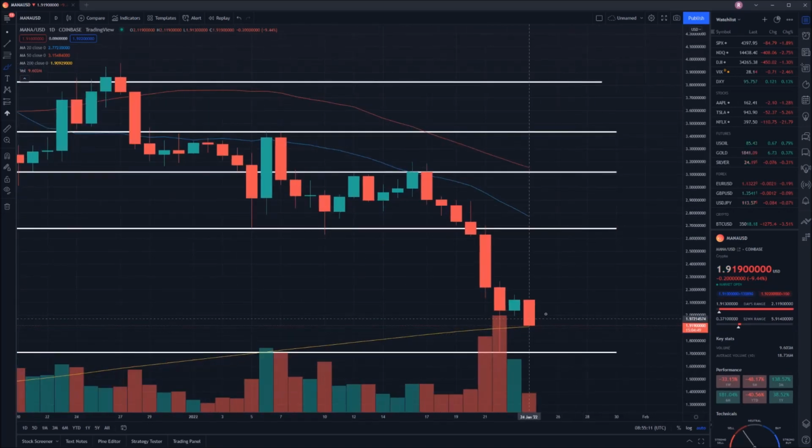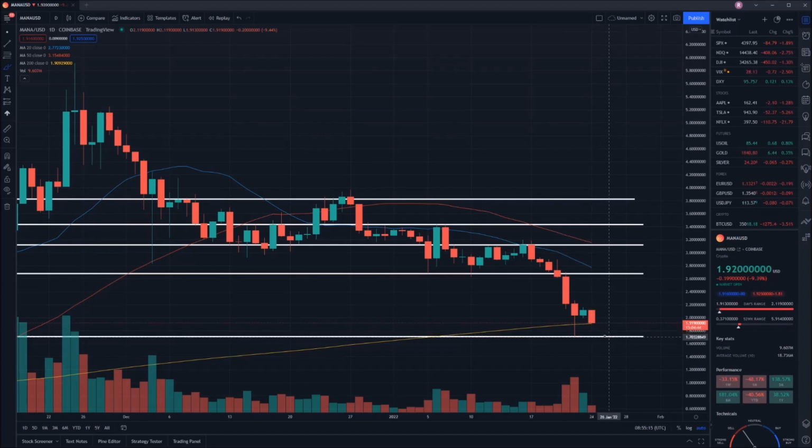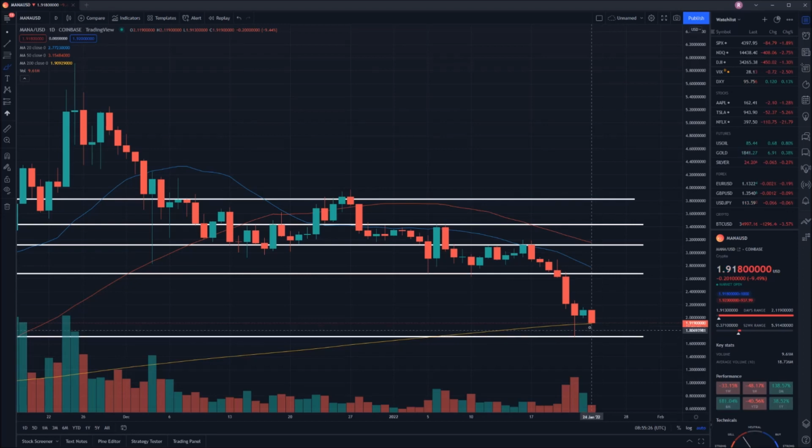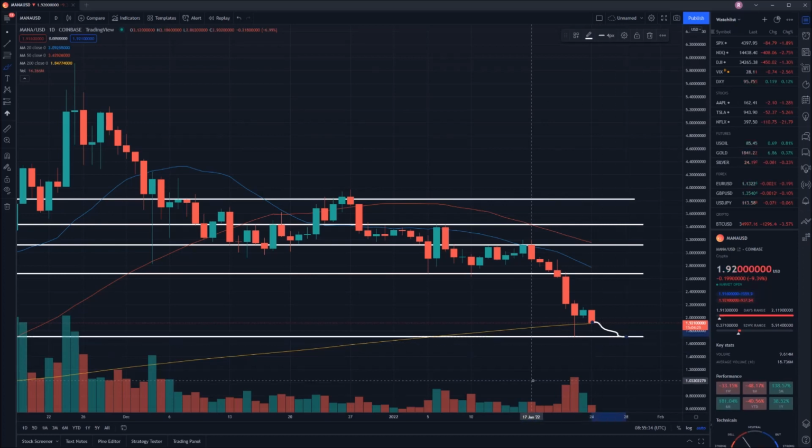But that is a key bounce point. If this 200-day moving average unfortunately does fail, we will be moving down to this point, and that point is sitting at $1.71. I think we're going to see it because the market at this point in time isn't performing well. So I think we're going to see a drop down to that $1.70, $1.71 mark, and hopefully that does manage to hold up.